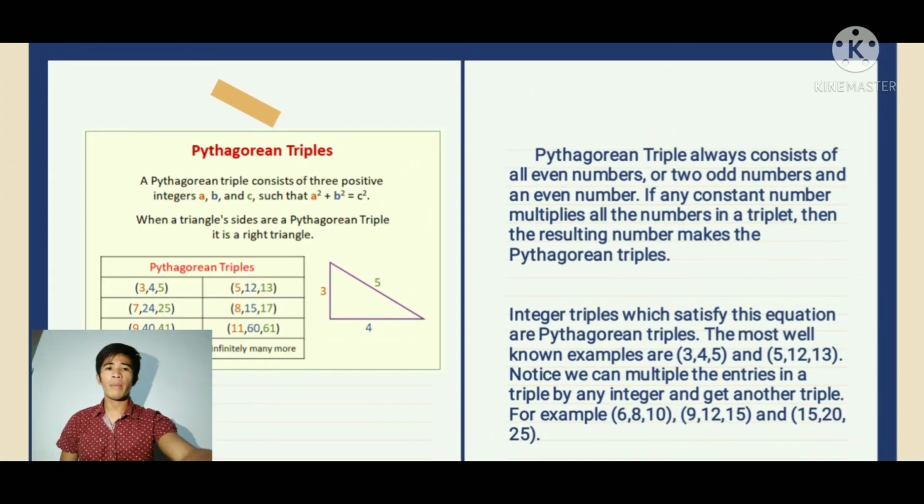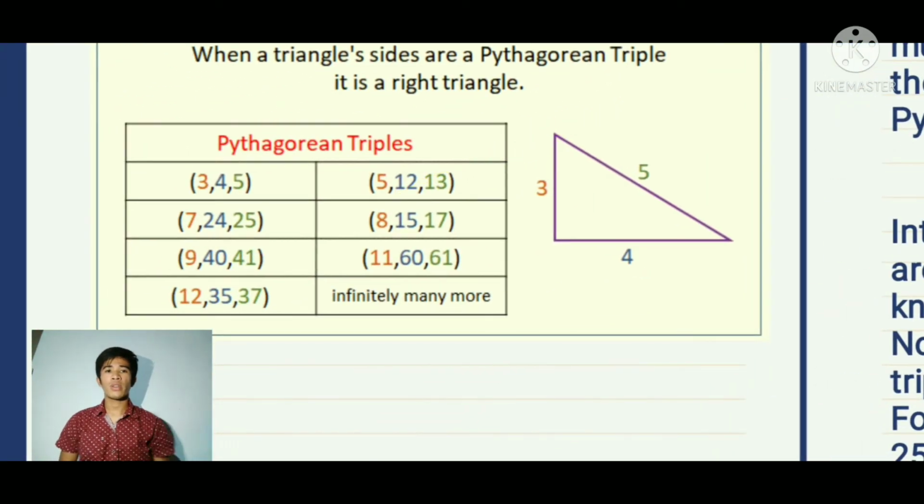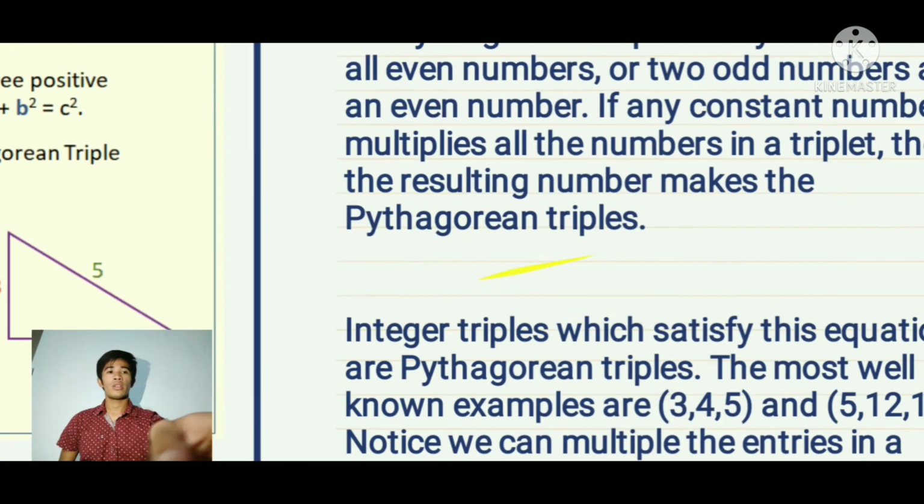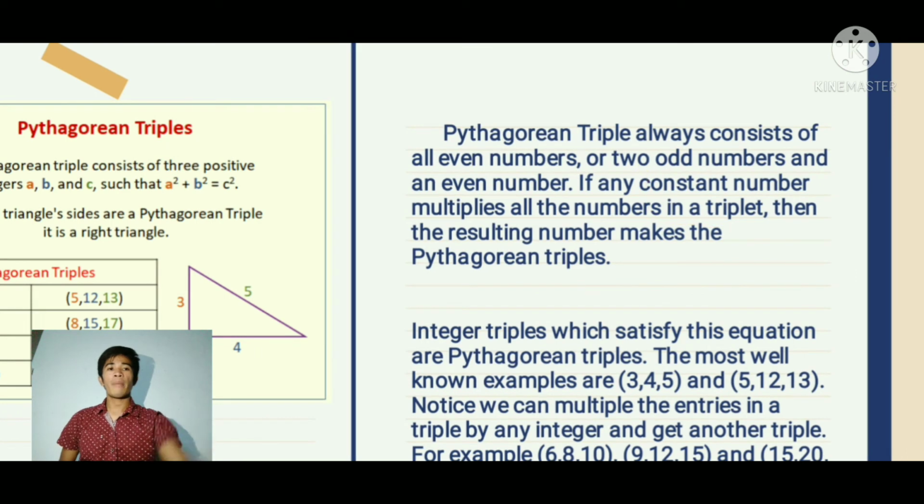So these are the Pythagorean triples. So 3, 4, 5, 7, 24, 25, 9, 40, 41, 12, 35, 37, 5, 12, 13, 8, 15, 17, 11, 60, 61, infinitely many more. So, a Pythagorean triple always consists of all even numbers or 2 odd numbers and an even number. If any constant number multiplies all the numbers in a triplet, then the resulting number makes the Pythagorean triples.